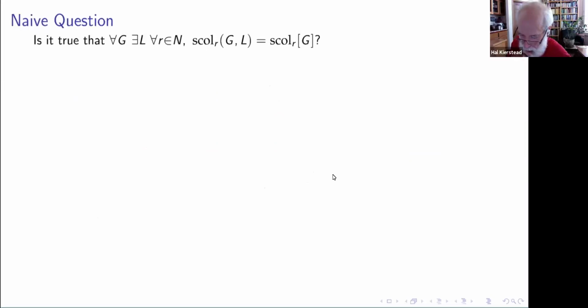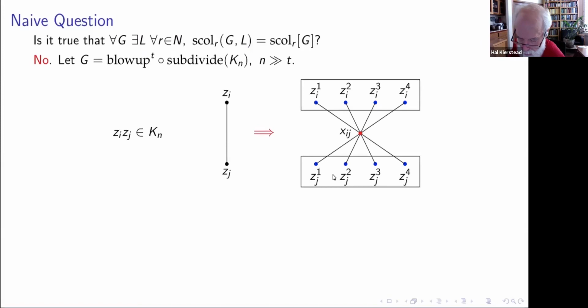So this is the result I want to talk about. You can ask the question: supposing you have a graph that has lots of different coloring numbers, the one strong coloring number, the two strong coloring number, the three strong coloring number. According to the definition, for each one of those there's an ordering L that witnesses it. Is it true that there's one L that witnesses all the coloring numbers? And the answer is no.